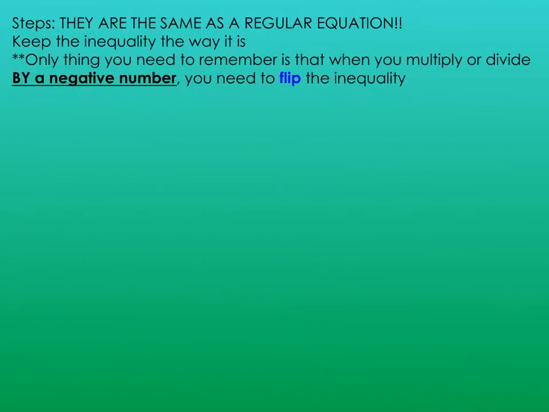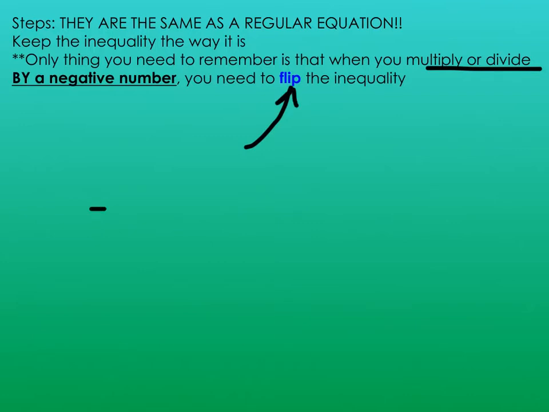Your steps are going to be the same as solving regular equations. The only difference is that in the place of your equal sign, you will find an inequality symbol. There's one extra step. Anytime you multiply or divide by a negative number on both sides, you need to make sure that you flip your inequality.